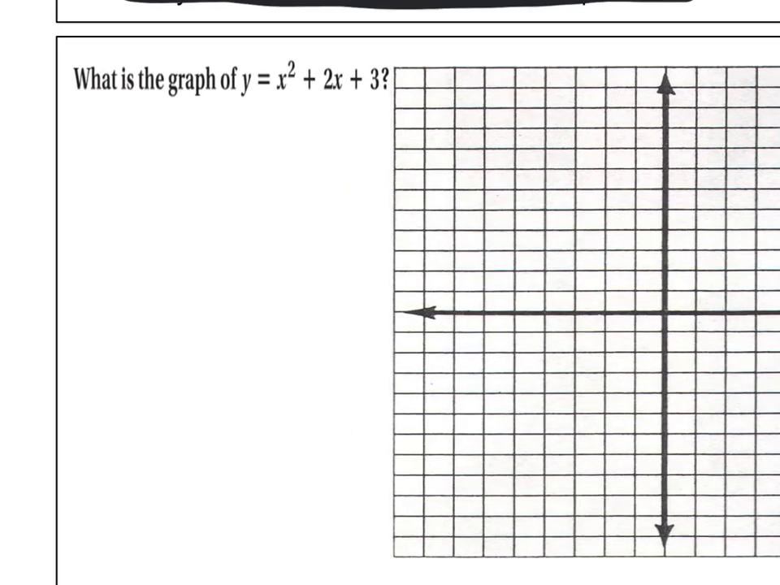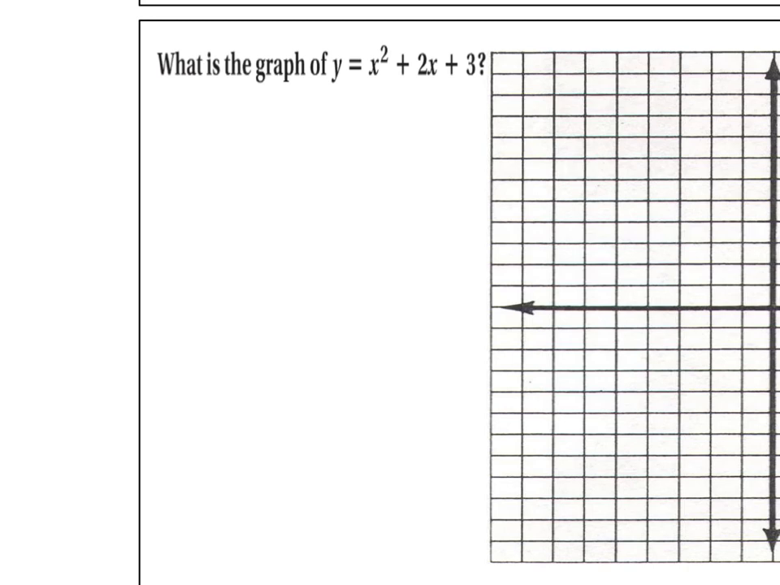All right, so let's take a look at this first example. What's the graph of y equals x squared plus 2x plus 3? Well, one of the very first things I'm going to do is identify what's my a? My a is 1. What's my b? My b is 2. And what's my c? My c is 3. Always identify your a, b, and c. Okay, so now I've got to find the vertex.